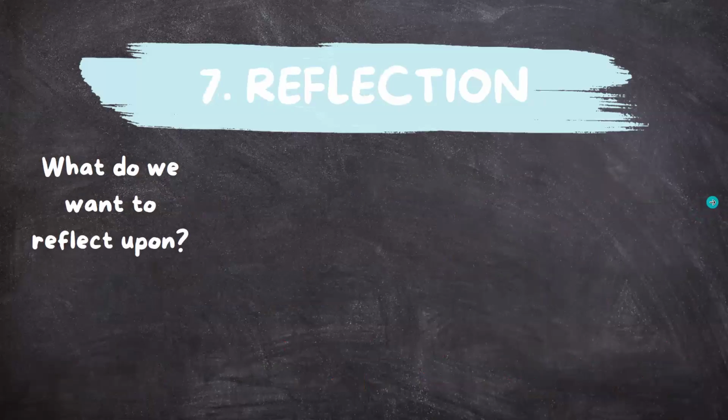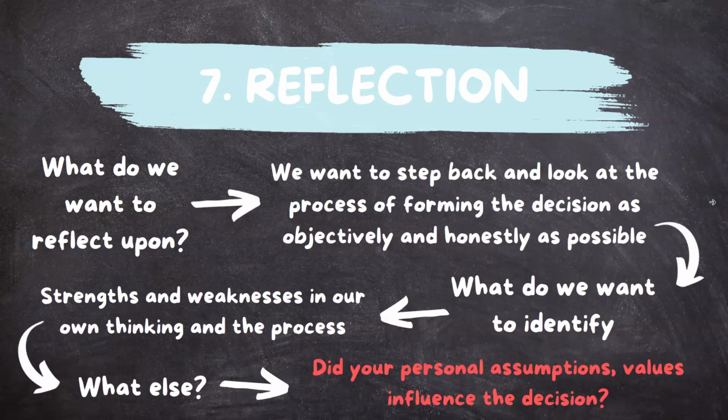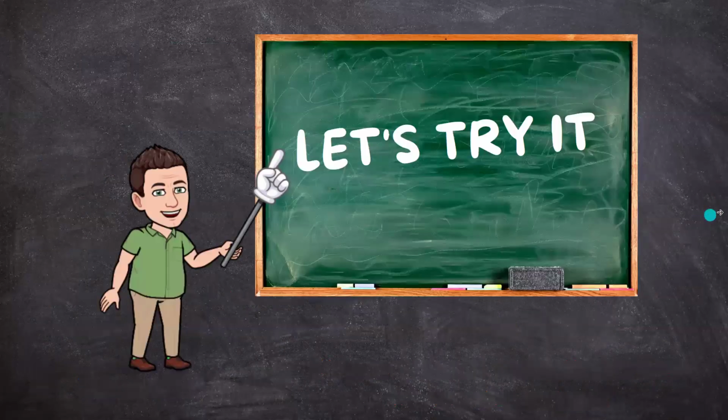And then finally, we're going to do the reflective piece. We're just going to make sure we made the correct decision. Did we identify the problem correctly? Did we address it? Did we find an option that's going to work? Did our personal assumptions, values, or bias influence the decisions? Okay. So now let's see what this looks like. I'm going to show it to you, and then you can try it on.